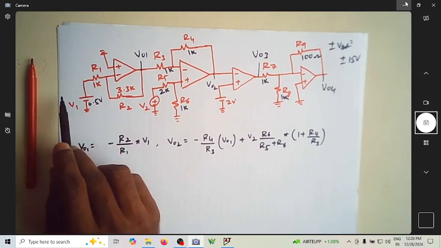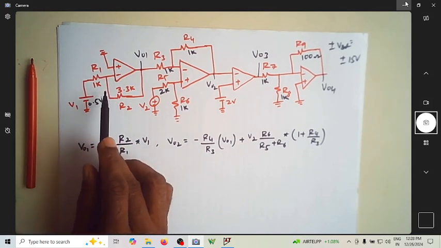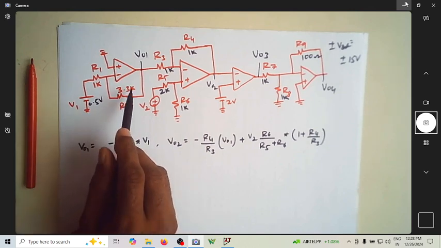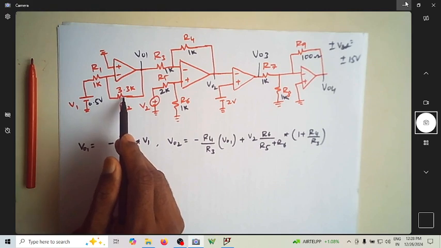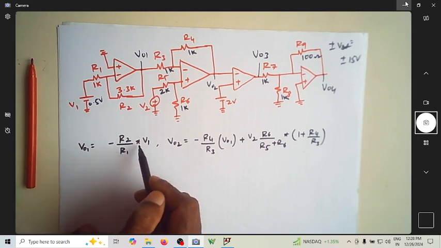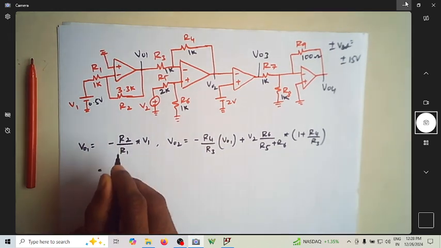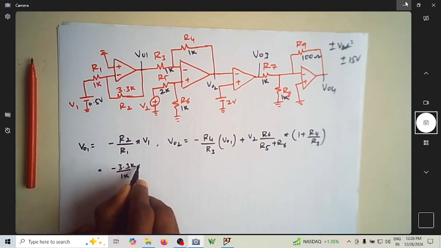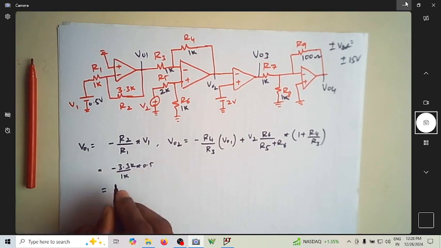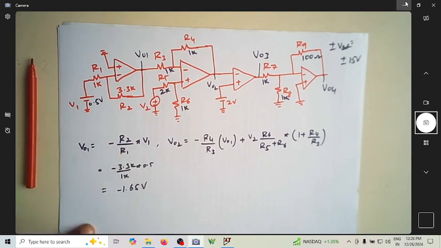If you look at this configuration, it's actually an inverting amplifier where the output voltage V01 is given by minus R2 by R1 into V1. If you substitute all these values, this becomes minus 3.3 by 1K multiplied by 0.5, which happens to be minus 1.65 volts. So this is V01.